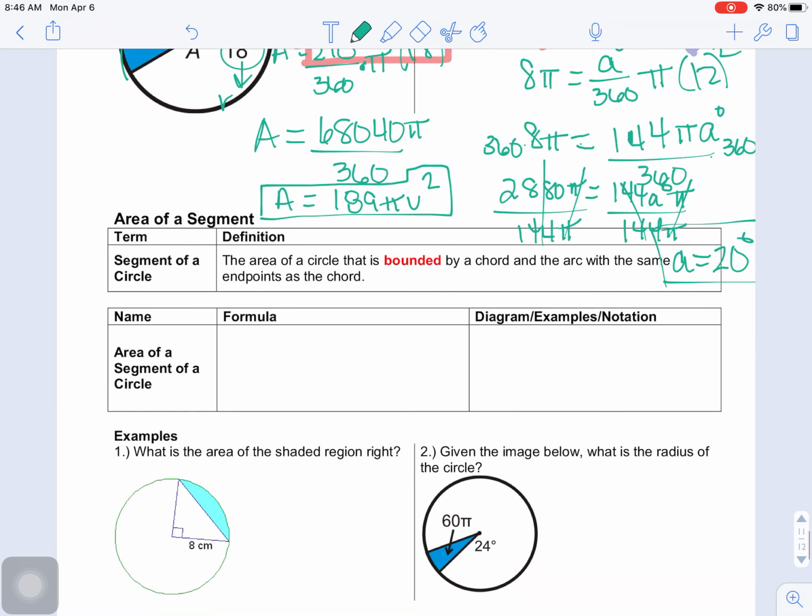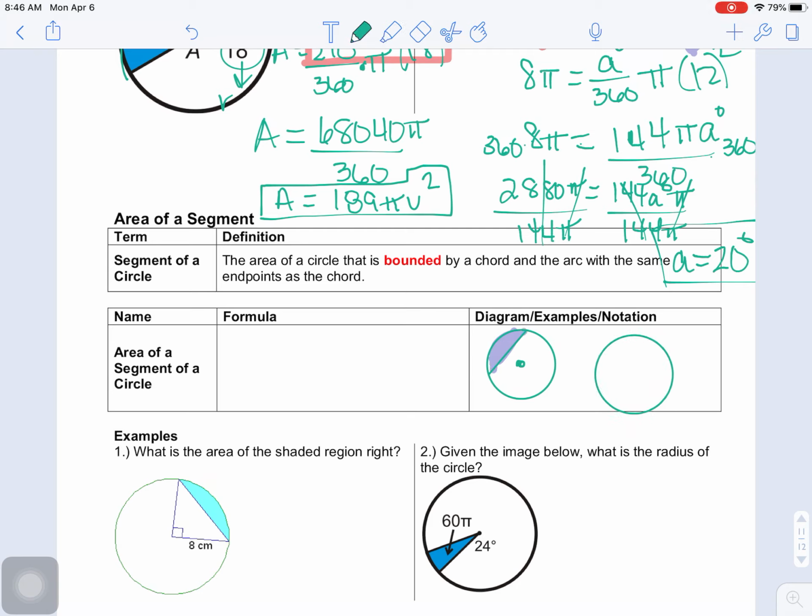All right, the last portion of our notes is finding the area of a segment, the area of a circle that is bounded by a chord and an arc with the same endpoints as the chord. So what does that really look like? We potentially have a circle like this. We have its center, and here's a chord. It doesn't pass through the center at all. It just goes from one end of the circumference to another. And we're looking for this part in here. Could be something as small as that.